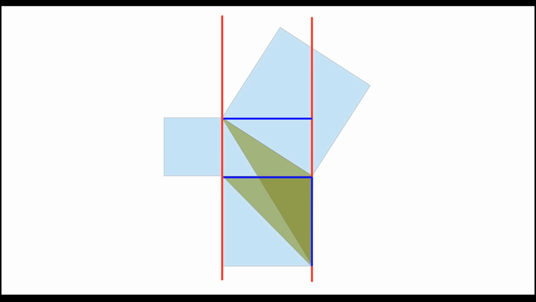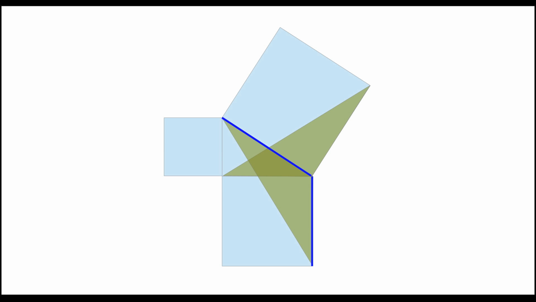Because this triangle and another triangle have the same area. They have the same base and equal height. Remember that a triangle's area is base times height divided by 2. Next, this triangle and that triangle have the same area because they have the same measurements. These two sides are equal because they're sides of the same square. Similarly, these two sides are equal because they're sides of this other square.